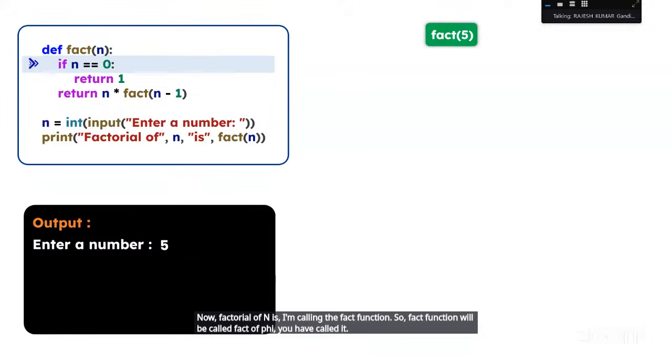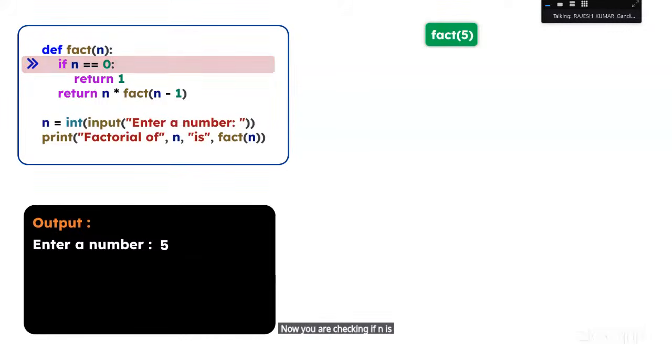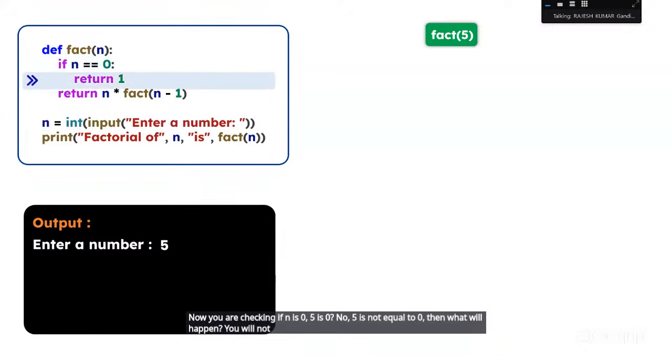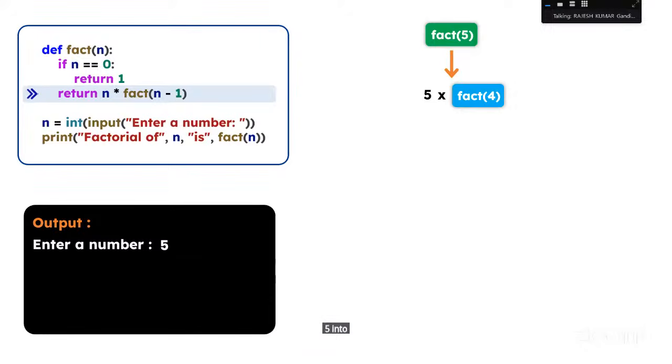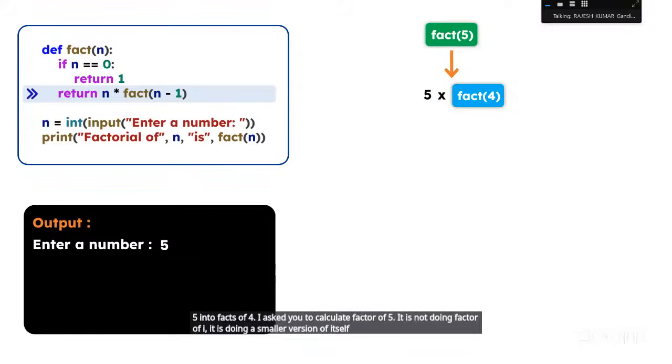Now you're checking if n is 0. Is 5 equal to 0? No, 5 is not equal to 0. Then what will happen? You will not return 1. You will be returning n into fact of n minus 1. So I asked it to calculate factorial of 5. What it did is, it is giving me 5 into fact of 4. I asked it to calculate fact of 5, but it is not doing fact of 5. It is doing a smaller version of itself. So it is going with fact of 4.